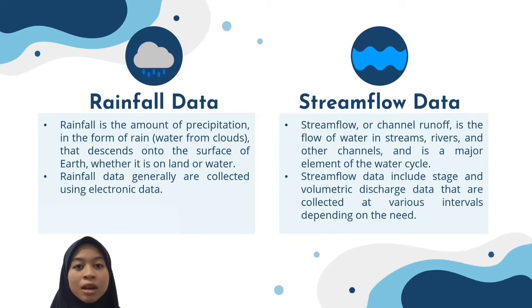Stream flow is a measurement of the amount of water flowing through a stream or river over a fixed period. Stream flow cannot be measured directly. Instead, it must be calculated in a process known as stream gauging. Stream flow data includes stage and volumetric discharge data that are collected at various intervals depending on the need. Often, stream flow data are collected using permanent or semi-permanent structures.